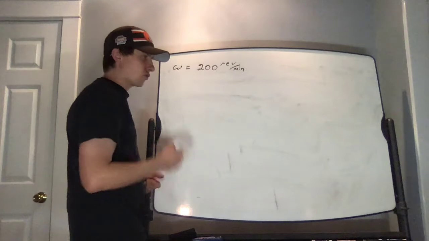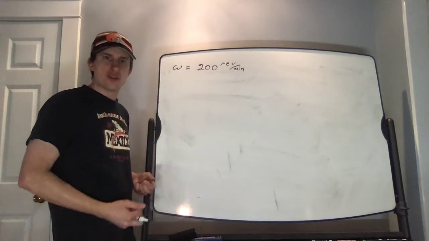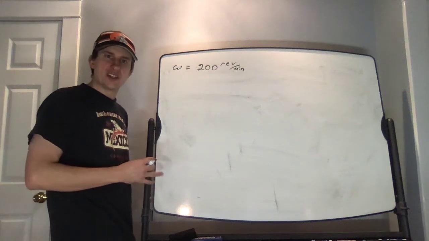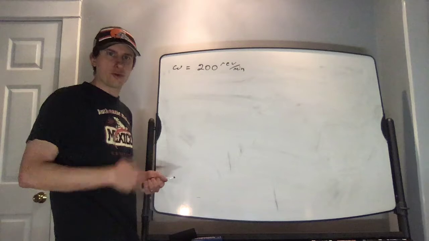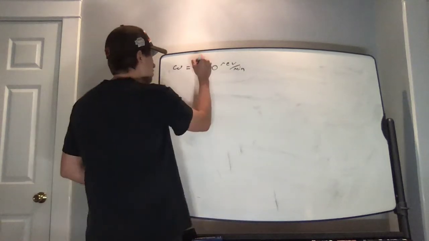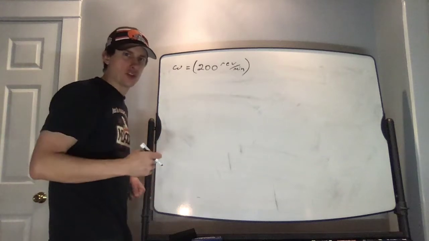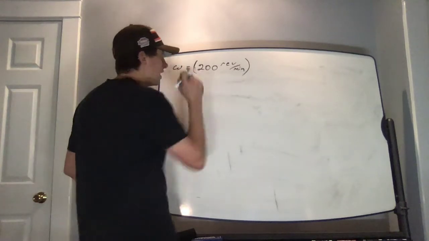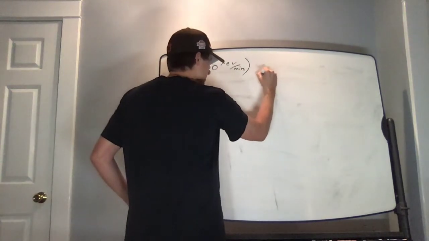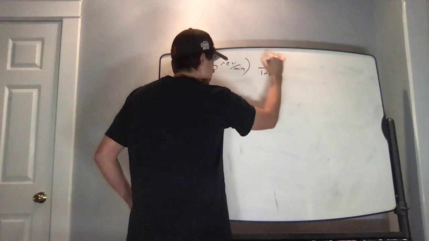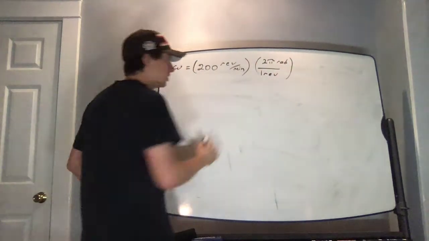Now, to convert revolutions per minute to radians per second, we need to do two conversions. We need to convert revolutions into radians, and we need to convert minutes into seconds. So I could say one revolution, one complete spin around the circle, is 2 pi radians. Because revolutions is upstairs, I will put revolutions downstairs when I do my conversion. So 2 pi radians over 1 revolution.